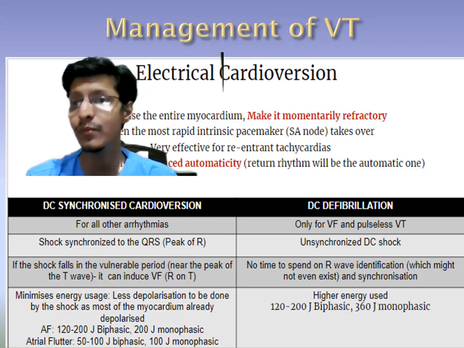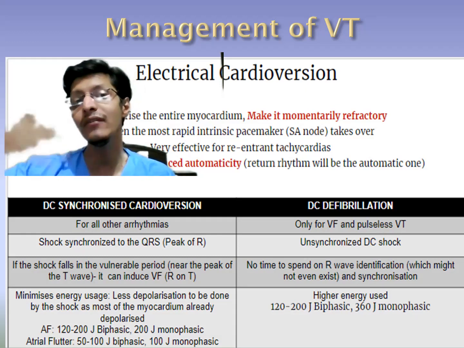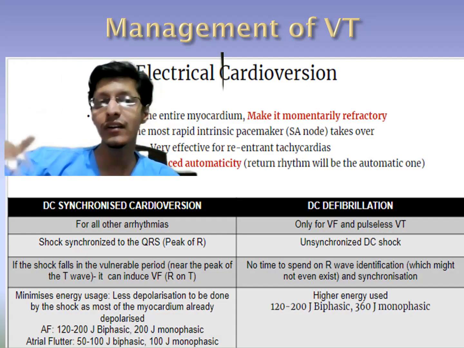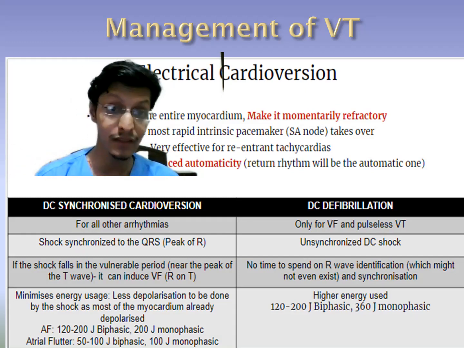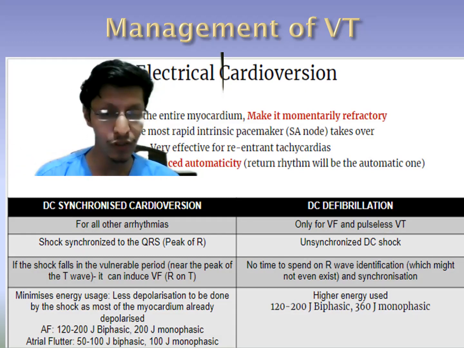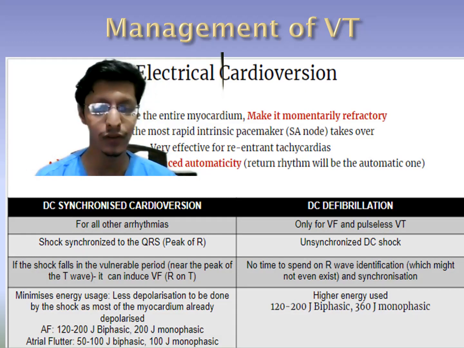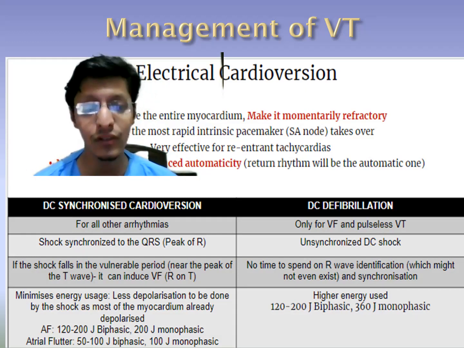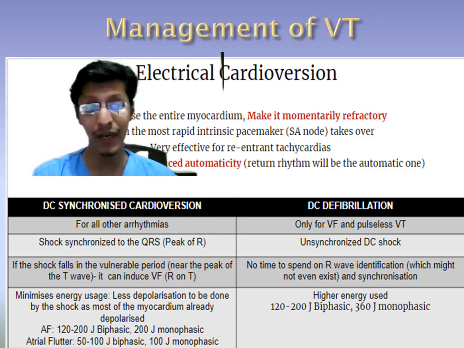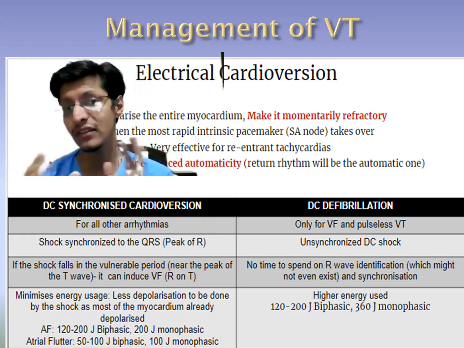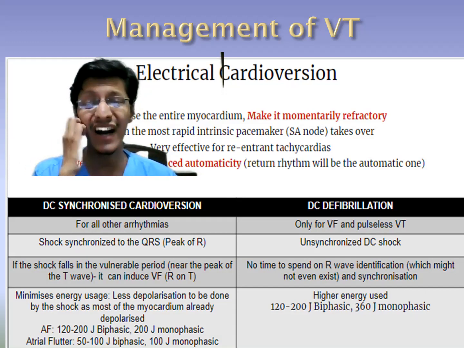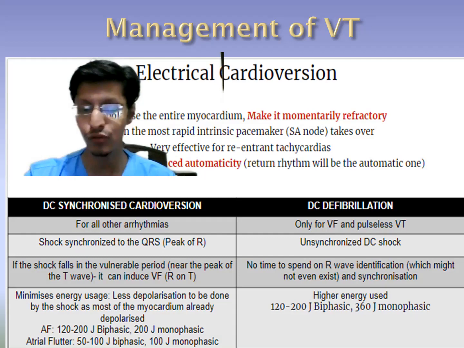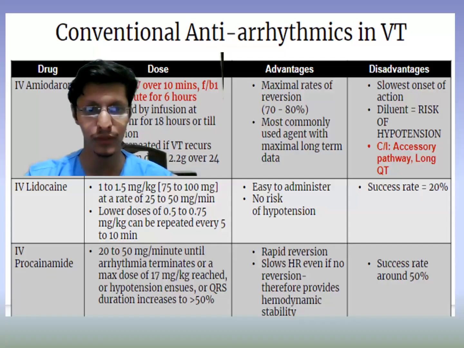Now, what is defibrillation? There are fibrillatory waves, and you are defibrillating. You are canceling those fibrillatory waves to bring it to the normal sinus rhythm. It is done in ventricular fibrillation and in pulseless ventricular tachycardia. And this is an unsynchronized DC shock. No time is spent to find the RR intervals. You just have to give the shock irrespective of the RR interval, and you give a higher energy, up to 360 joules.